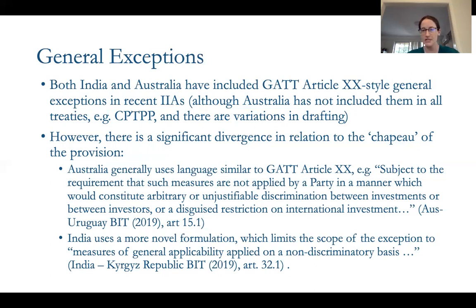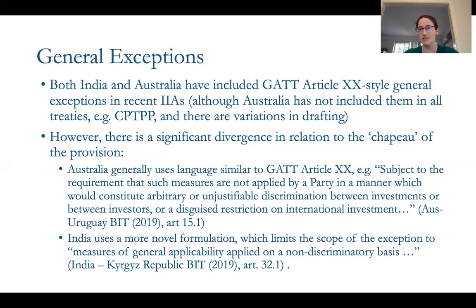The GATT Article 20 chapeau, as I'm sure people are familiar, is considered to be a sort of safeguard against abuse of the exceptions, and arguably India's formulation here might be a less strong safeguard against abuse, or might allow the exception to be invoked a little bit more easily. Although it still does refer to measures being applied on a non-discriminatory basis, so there is still a safeguard there against whether or not the measures have unjustifiable discrimination in them.